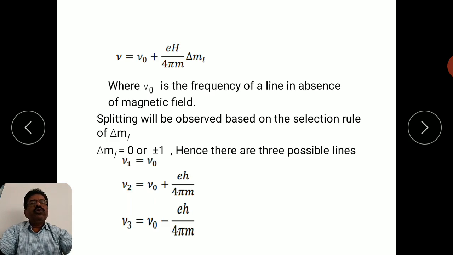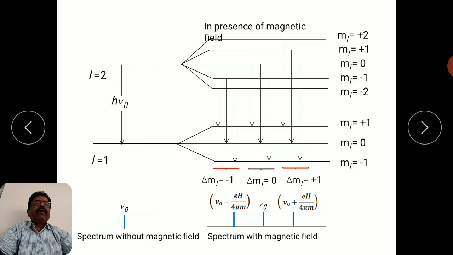Okay, so nu 0 plus this amount, nu 0 minus this amount. As we have seen earlier, that is suppose delta nu. Now we shall see the actual representation here for a one valence electron system. On the left hand side, the spectrum without the magnetic field, nu 0, you can see the original frequency when there is a transition between these two energy levels of a single valence electron system.